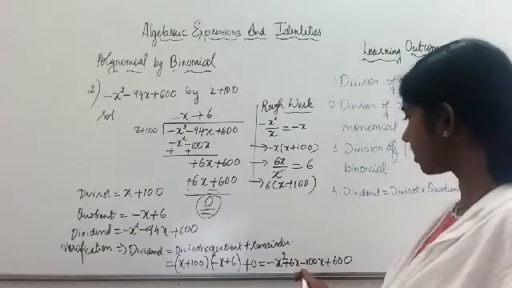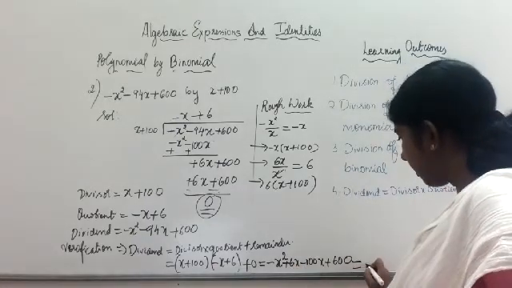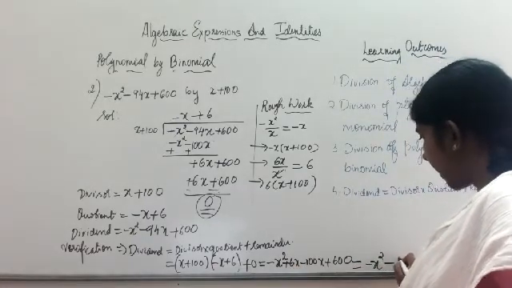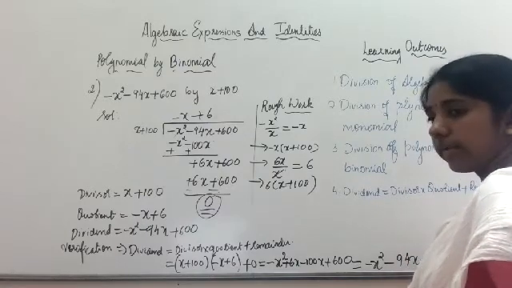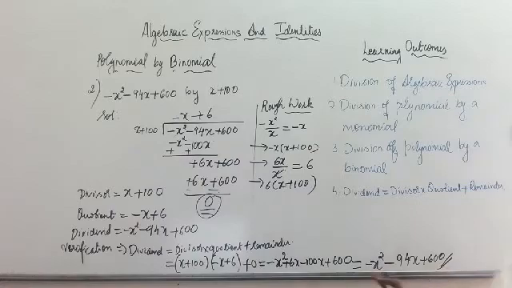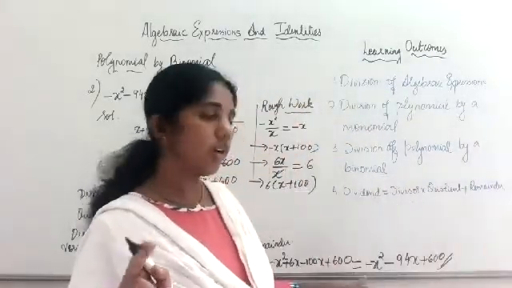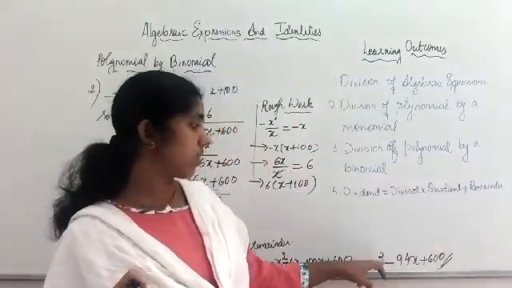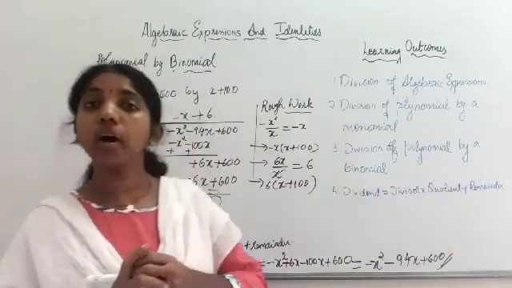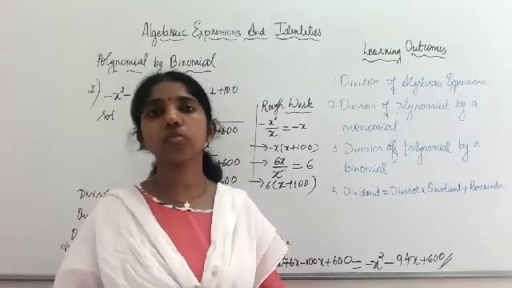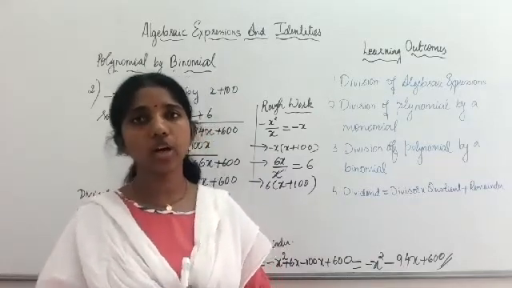So what is the answer you are going to get? Minus x square minus 94x plus 600. If we get back the dividend, yes, we have got it. We have got the dividend, which is minus x square minus 94x plus 600. This is how we verify whether the answer we have got is right or wrong.